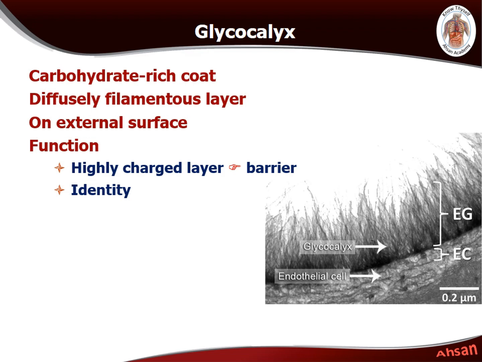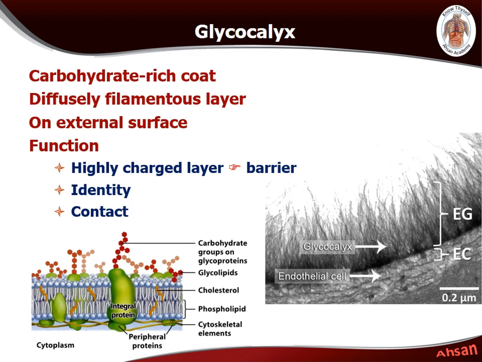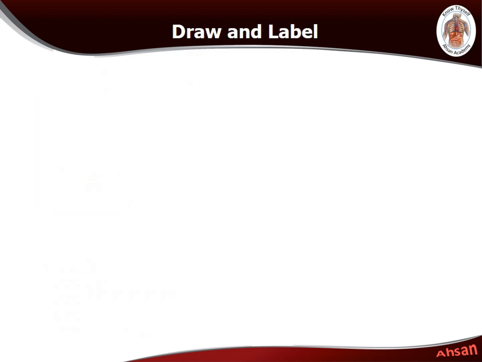Observing these pairs, as an example, we can determine the nature of the RBC, and we can identify which type of blood group it is. This also helps in making intercellular contact. This is a diagram showing the glycocalyx, the carbohydrate molecules making pairs on the outer surface.